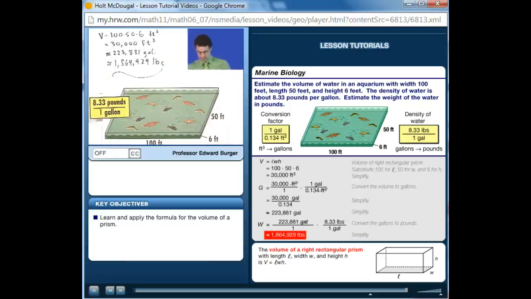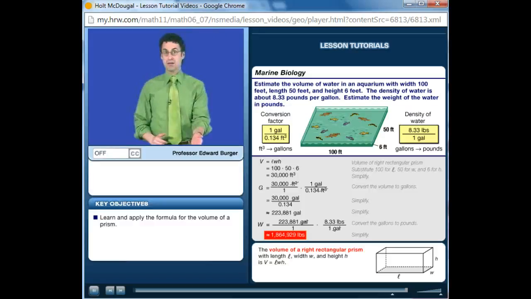And it's interesting to realize that you're saying, gee, you know what? I mean, this aquarium doesn't look that big. It's 100 feet by 50 feet. It is 6 feet tall. That is sort of tall. But still, when you fill that with water, there's an awful lot of weight. Nearly 2 million pounds of weight. Pretty impressive. And the volume formulas allow us to figure out precisely what kind of weight we're talking about. Heavy going.